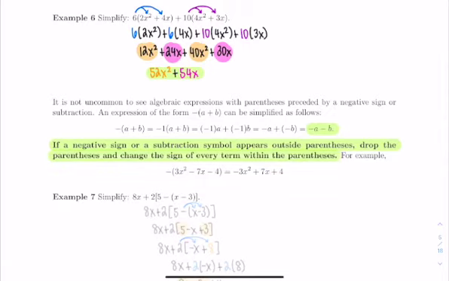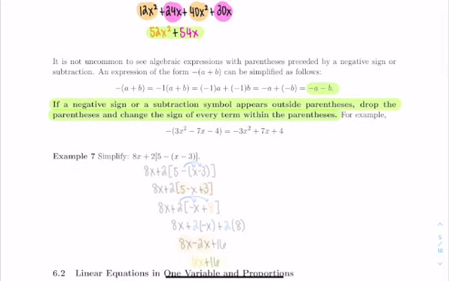For example, the negative outside (3x squared minus 7x minus 4). Because 3x squared was positive, it turns into a negative 3x squared. Because 7x was negative to begin with, it turns into a positive 7x. And the same thing goes for the negative 4, it turns into a positive 4. So for the last example, we're going to combine all of these things together. We have 8x plus 2 times [5 minus (x minus 3)]. So we have a lot of grouping symbols going on here. The first thing we want to do is look at the innermost grouping symbol, which is the x minus 3.